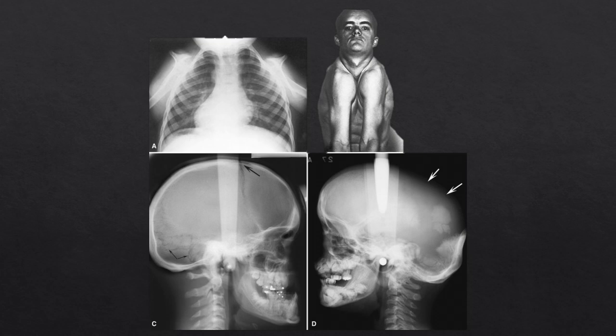So as we can see in the first image, there is absence of clavicles in the chest X-ray. This is one characteristic feature. Patients can bring their shoulders to the center and they can be joined because there is no clavicle present.